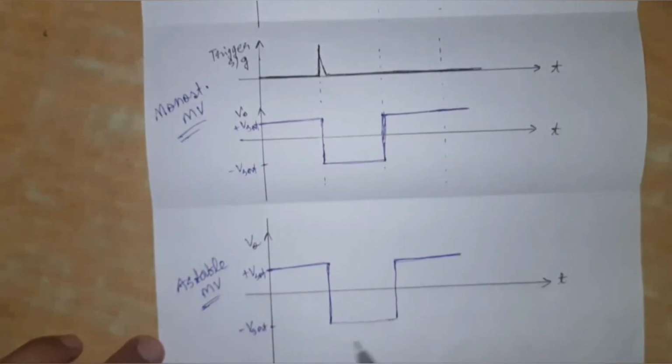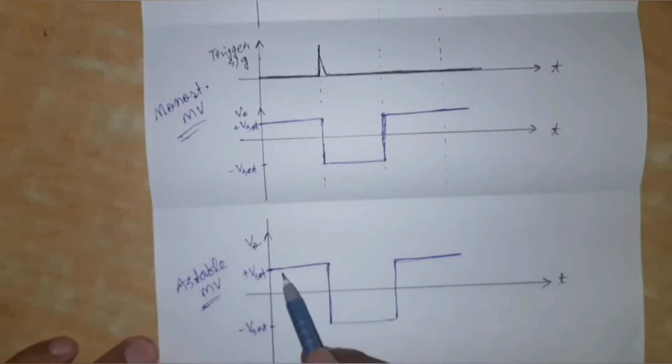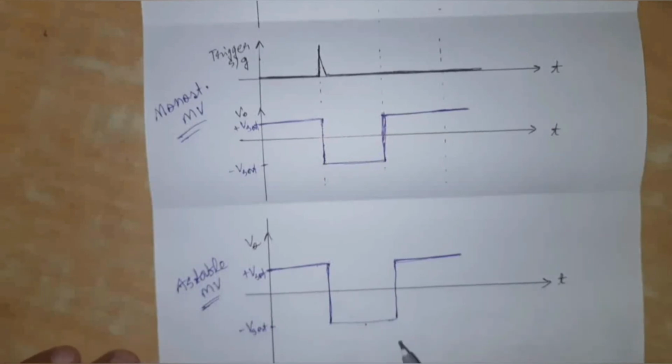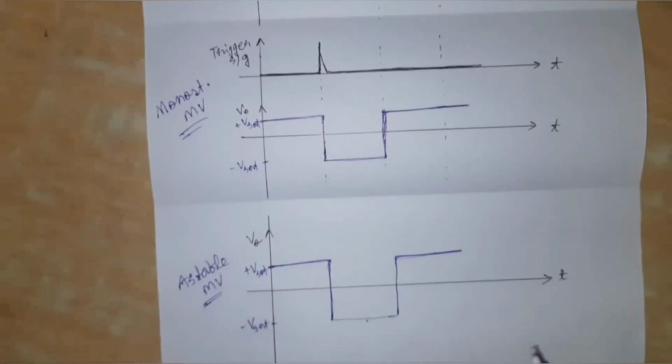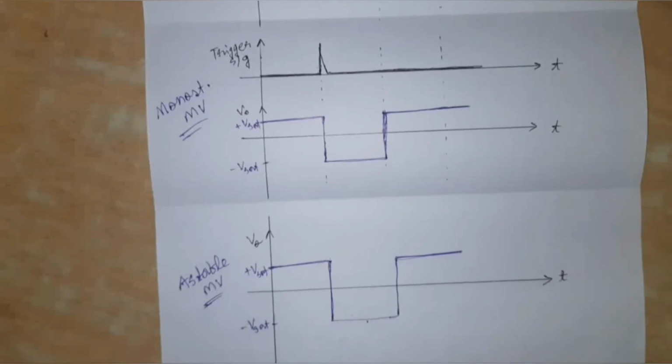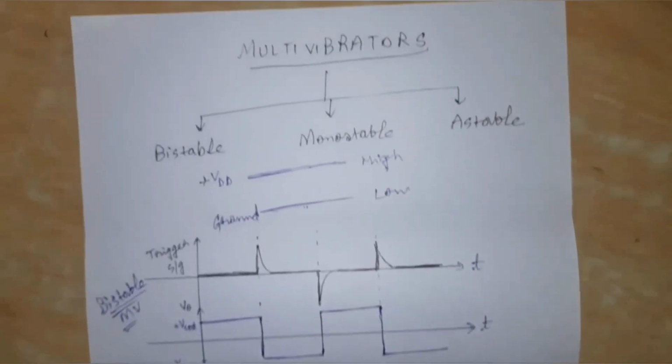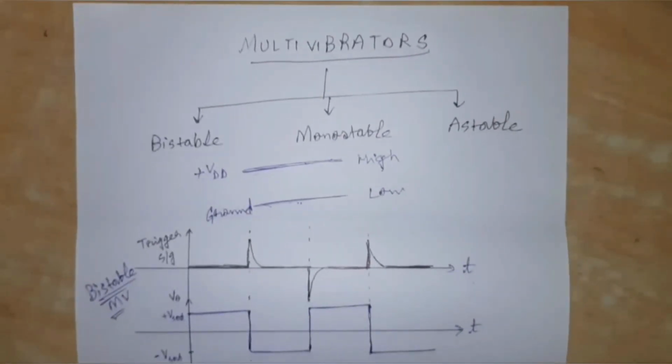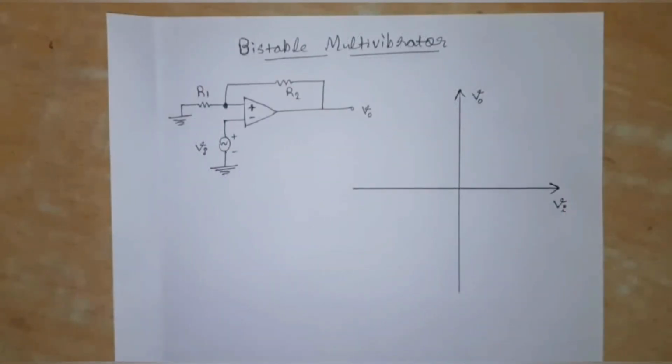So the time duration T for which this stays in the state VSAT and minus VSAT is decided by the resistor and capacitance values, again used in the circuit diagram. So this was just a brief description of the three multivibrators, and I shall be discussing them in detail in the further three videos separately, each for bistable, monostable and astable multivibrator. Now we all know what a bistable multivibrator is. It has two stable states.